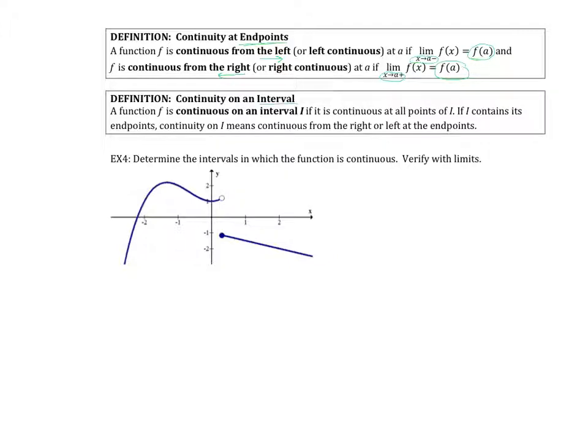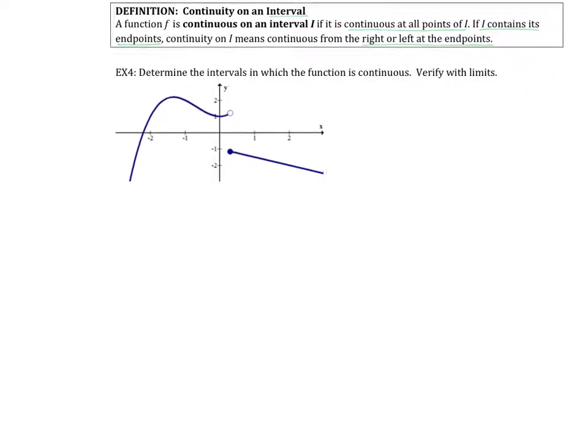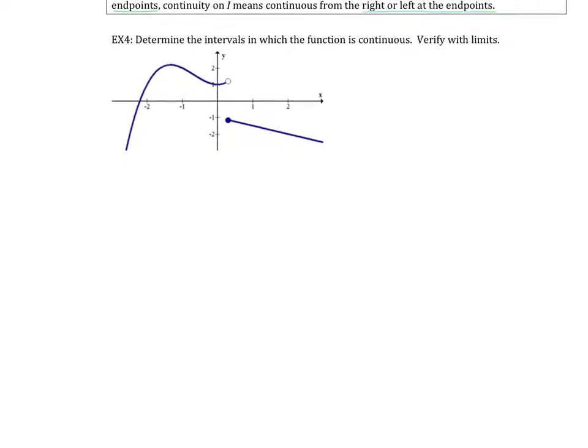So we have to talk about continuous at endpoints so that we can talk about continuity on an interval. So a function is continuous on an interval if it's continuous at all points of the interval. If the interval contains its endpoints, then that means that you have to check to make sure that it's continuous at those endpoints. So that's kind of a lot of words. What does it mean? So let's just go ahead and look at this example here.